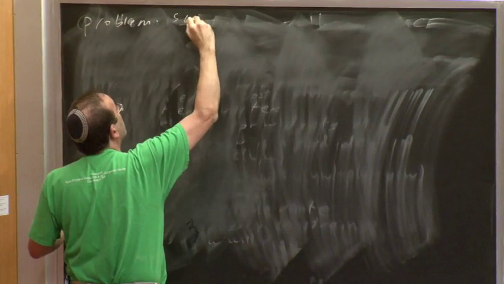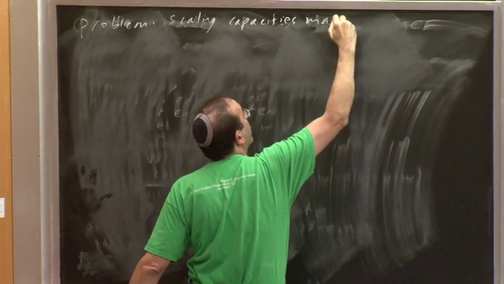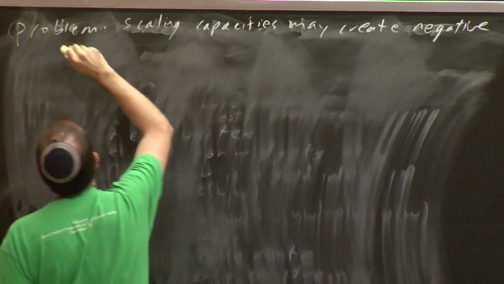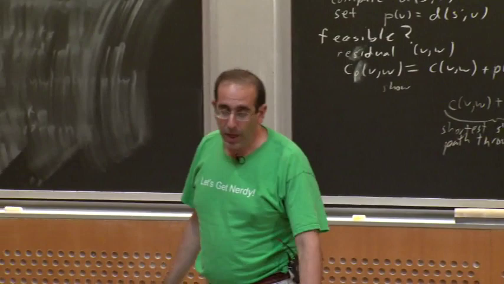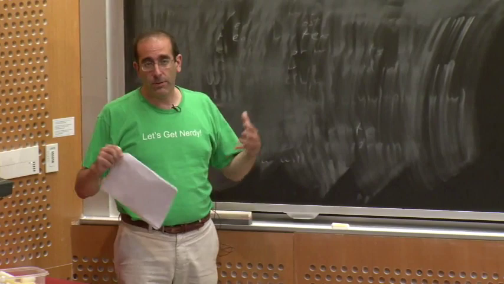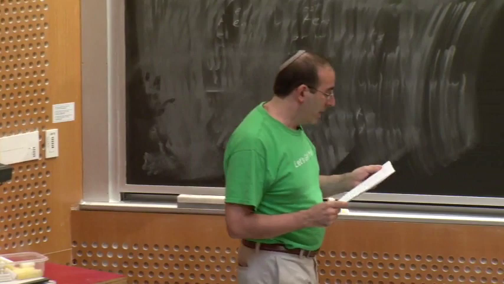Scaling capacities may create negative cost cycles. And we need to get rid of them. Now, getting rid of negative cost cycles, if you think about it, is really a min cost circulation problem. But we already know that's just as hard as min cost flow. So it seems like we've lost control of our problem and are stuck with a new problem that's just as hard as the old problem, right?